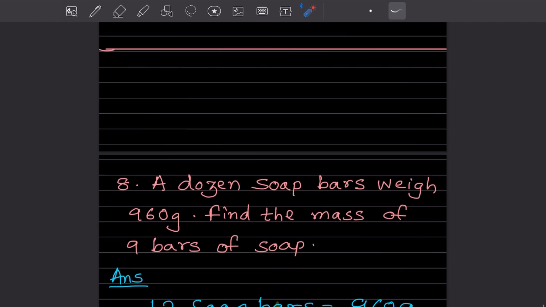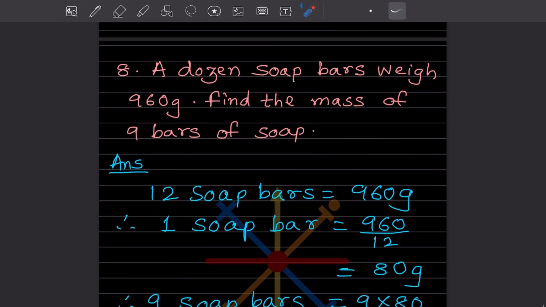The next question says that a dozen soap bars weigh 960 grams. Find the mass, that is the weight, of 9 bars. So a dozen means how many? 12. Dozen says that is 12. 12 soap bars is 960 grams. First we will find out the weight, because here they are asking for the weight.